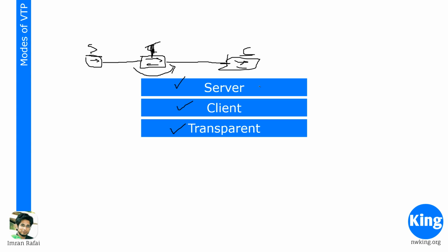So remember there are 3 VTP modes: VTP server, client, and transparent. Server is where you make changes, client receives changes from the server, and transparent does not participate in VTP communication. It only relays the VTP updates going through it, right?